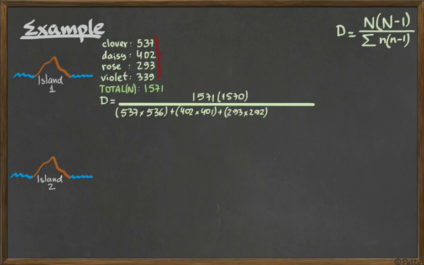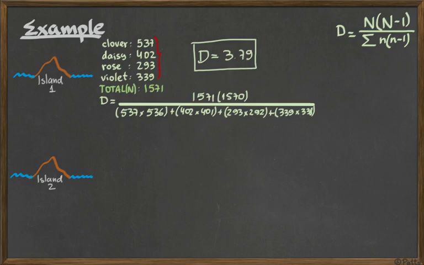293, sorry, for roses, 200 times 292, and 339 times 338 for the violets. When I did that, I'm going to be finding a number on the numerator, one in the denominator, and I calculate that using a calculator, and I will find here that diversity for island number 1 is 3.79. If you find the same number as me, well done, you got the idea how to do. If you didn't, let's check your calculation.